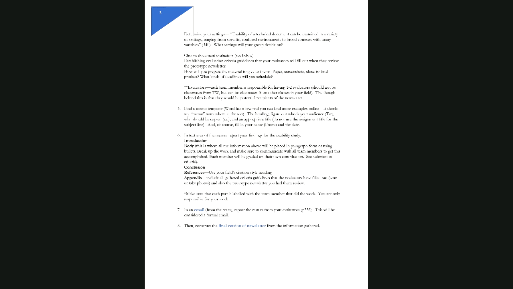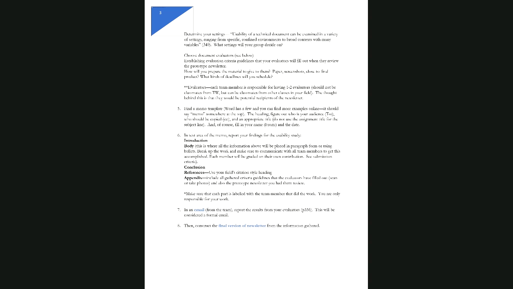And then make sure that you label who did what work so that I know exactly who did what and who was responsible for that. And if there's a section that is blank, then definitely tell me who was supposed to do that so that I know they didn't do that part of the usability study.